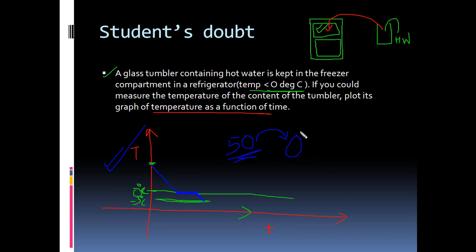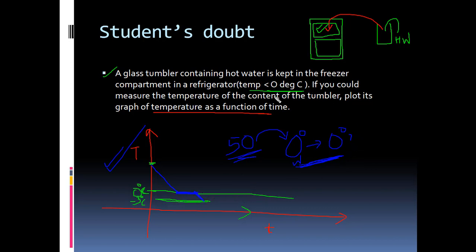At 0 degree centigrade, the phase change will take place, that is, 0 degree centigrade water to 0 degree centigrade ice. Here it takes some time from 0 degree centigrade water to 0 degree centigrade ice. It is taking some time, but the temperature remains constant. So this is the 0 degree centigrade line.